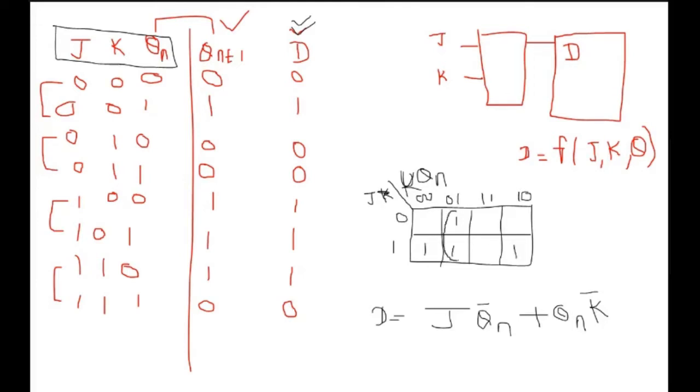So one pairing is this, another could be this and that. K bar Qn, and the corner one is my J Qn bar. So we have got the expression of D in terms of J, K and Qn. Now we can realize the circuit.